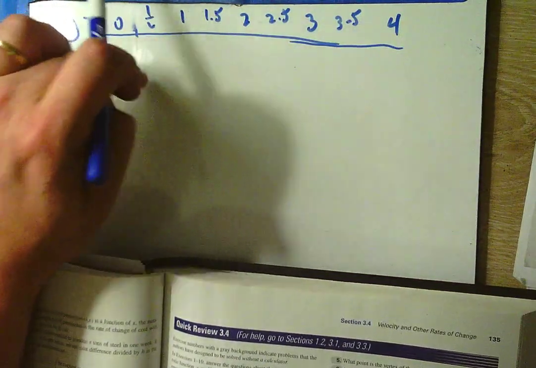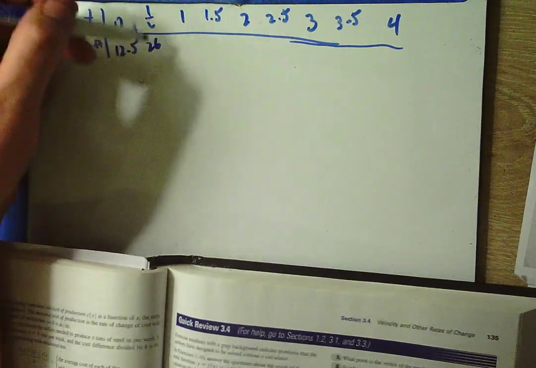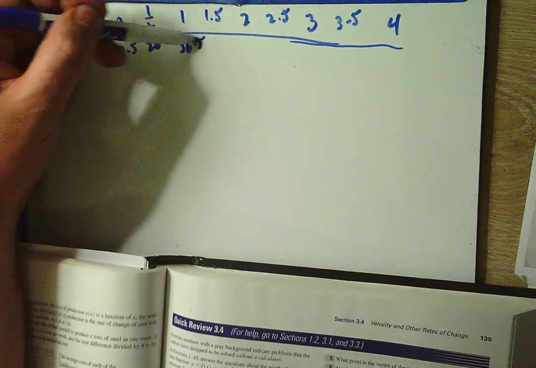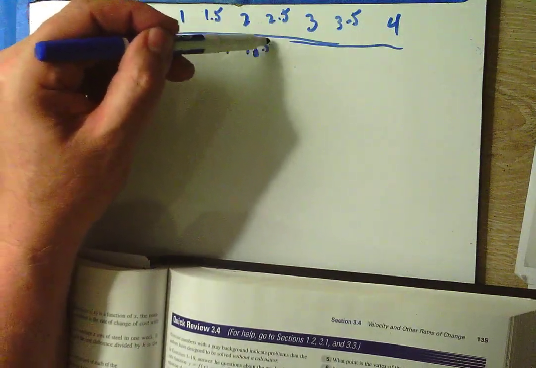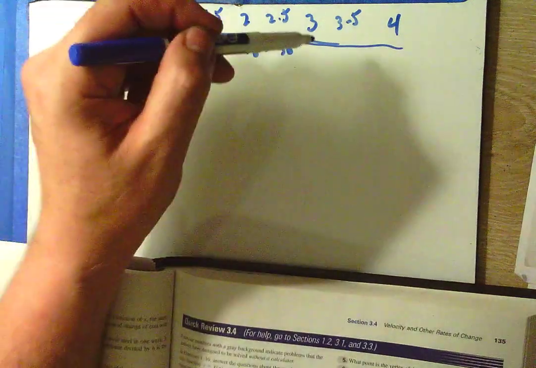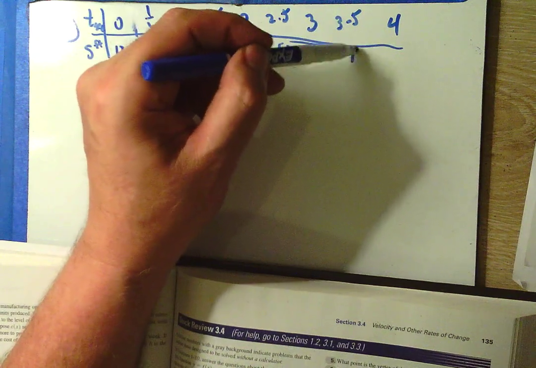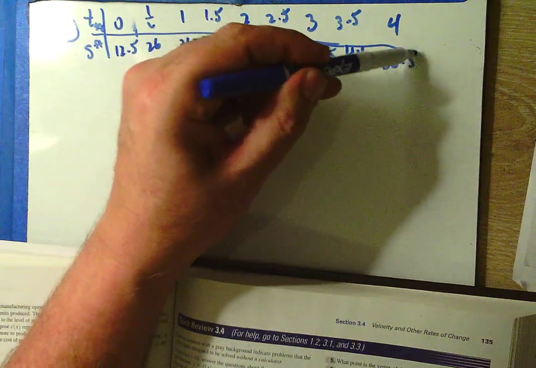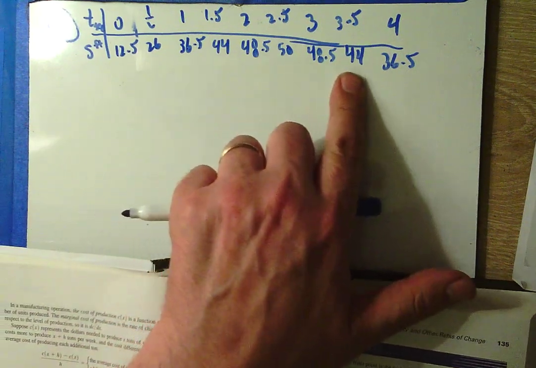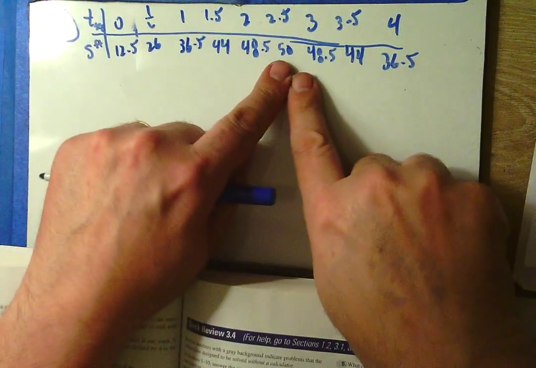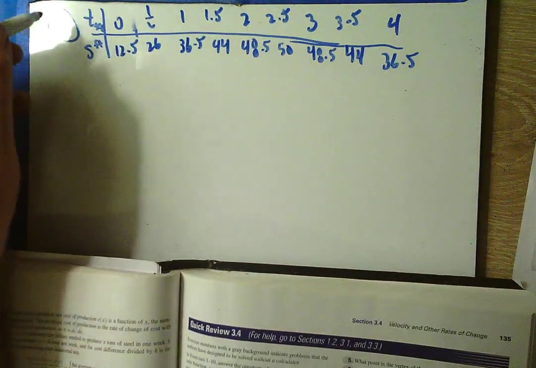I'm not going to draw those in yet. 12.5, 26, 36.5, 44, 48.5, 50, 48.5, 44, 36.5. Notice the object is going up, up, up, and then starts going down, down, down. And it even appears as though there's symmetry here. So maybe it's a parabola.